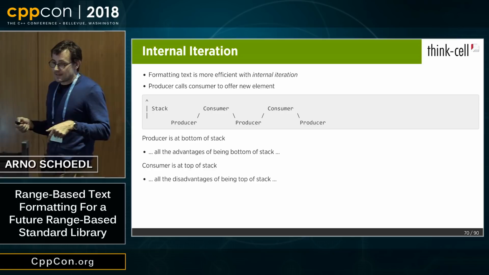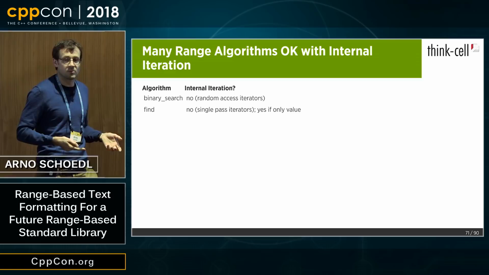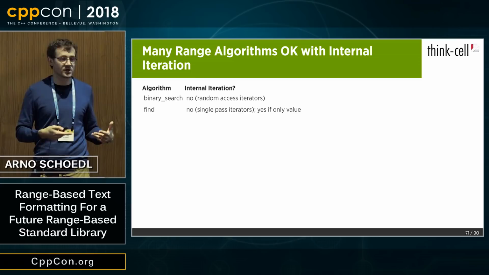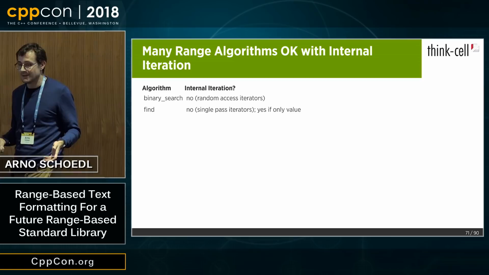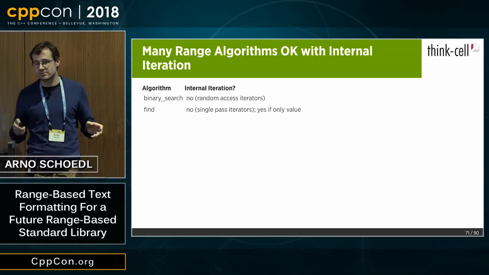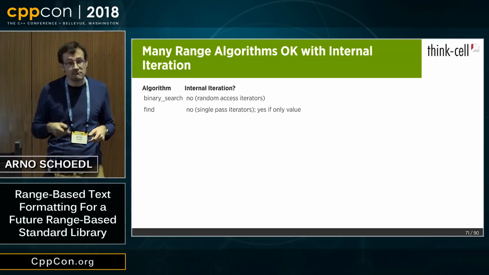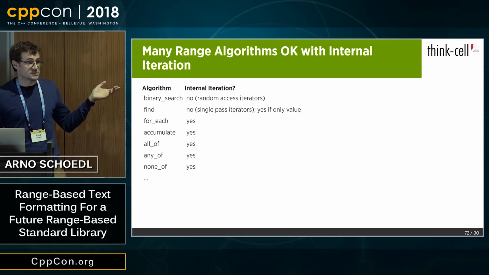Now, it turns out that many of the range algorithms that are in a normal range library can actually be expressed for internal iteration. You can't do a binary search because you don't have iterators. Okay. You can't really do a find, but only as long as you insist on returning an iterator. In our library, you can actually mark it up and say, oh, I only need the value. If you only need the value, you're okay, right? You can do this with internal iteration. For each just works. Accumulate just works.